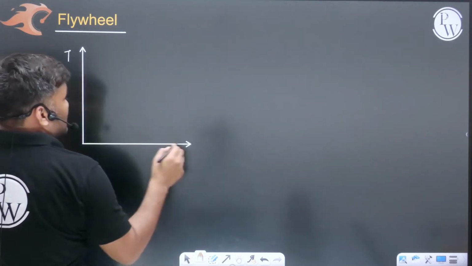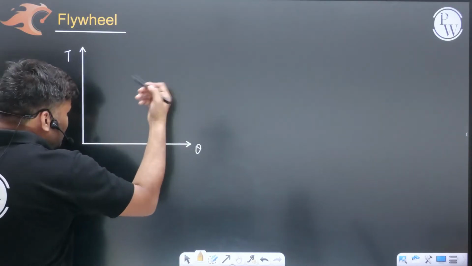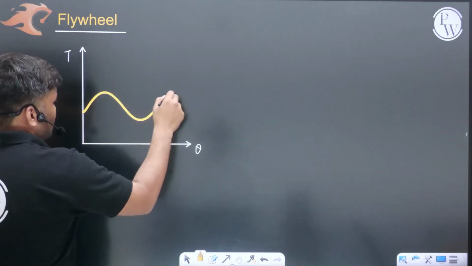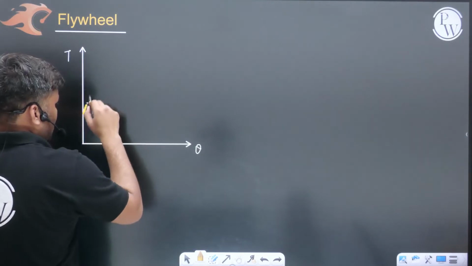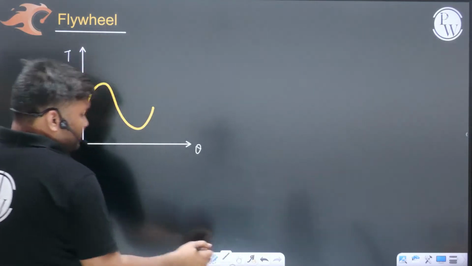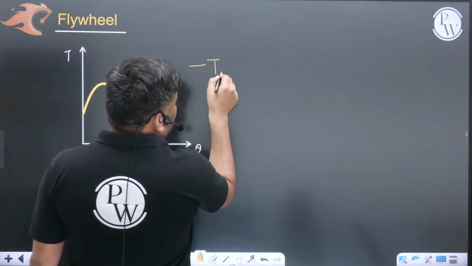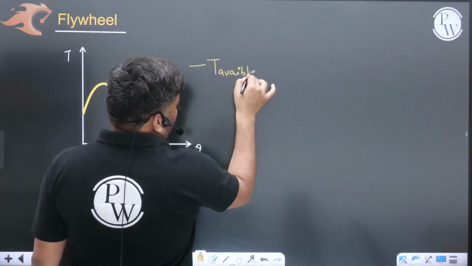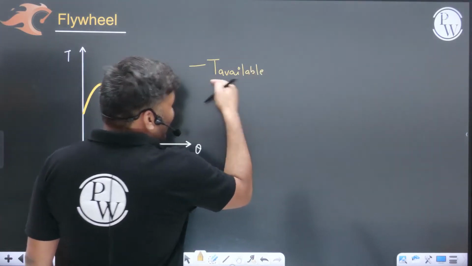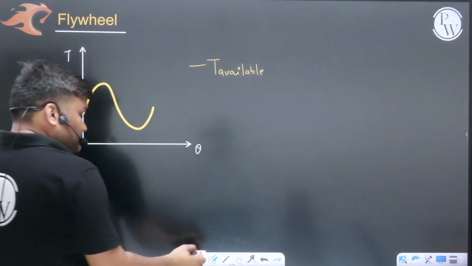Sir, this is the torque, this is the theta. Engine is going to produce some torque, looking like this. This is the available torque of the engine. Let me write this in yellow color, which I have drawn. This is my available torque. This is how this torque is going to vary. It is varying in the form of a sine curve, beta.